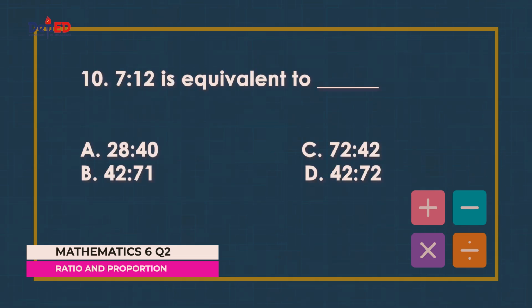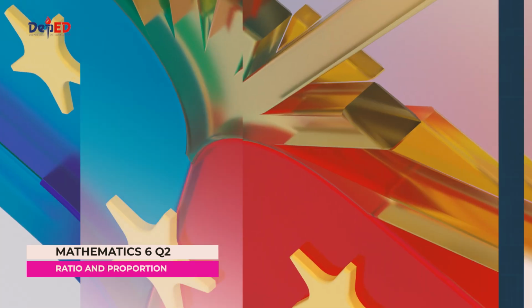Number 10. 7 is to 12 is equivalent to blank. Is it A, 28 is to 40? B, 42 is to 71. Or letter C, 72 is to 42. And letter D, 42 is to 72.